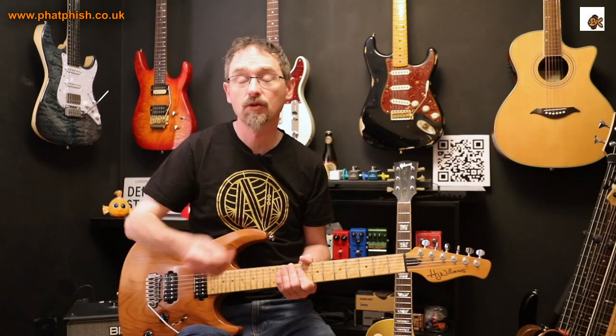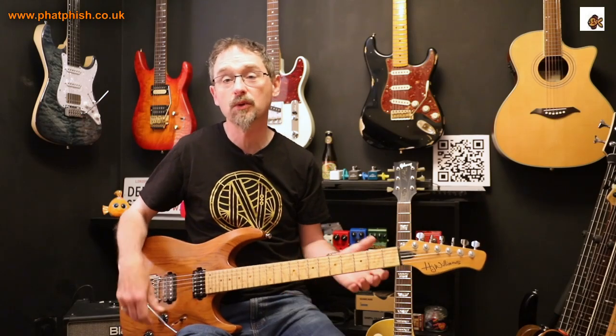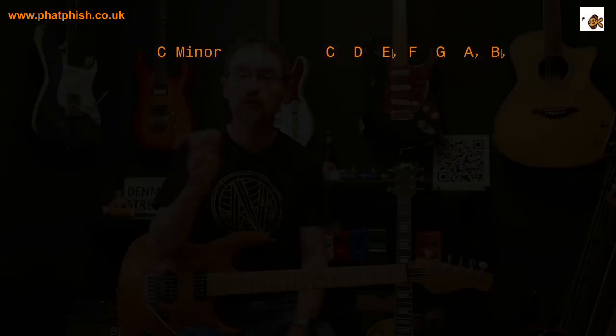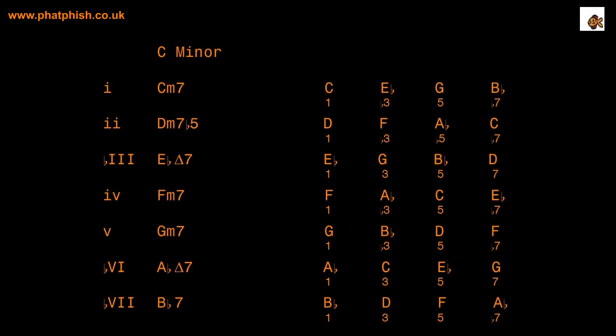And we can take those notes and we do exactly the same things we just did with the major scale. We can harmonize those out in 7 chords. So we get a C minor 7, D minor 7 flat 5, E flat major, F minor, G minor, A flat major 7, B flat dominant 7.